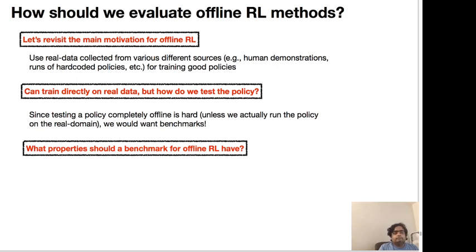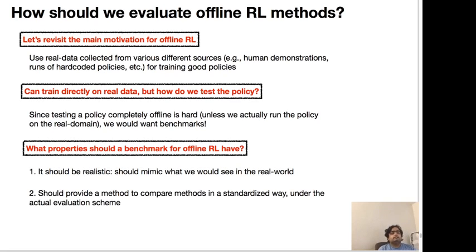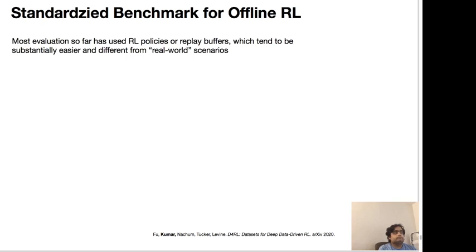So what properties should such a benchmark for offline RL have? First, it should be realistic. It should mimic the properties that we would want to see in the real world. And secondly, it should provide us with a method to compare different algorithms in a standardized way. And this evaluation scheme ideally should be a real evaluation. So it should be an evaluation where you actually execute a policy in the environment, meaning that you have a simulator of the environment. So in some of the work that we have done here at Berkeley, we ended up designing a benchmark for offline RL.